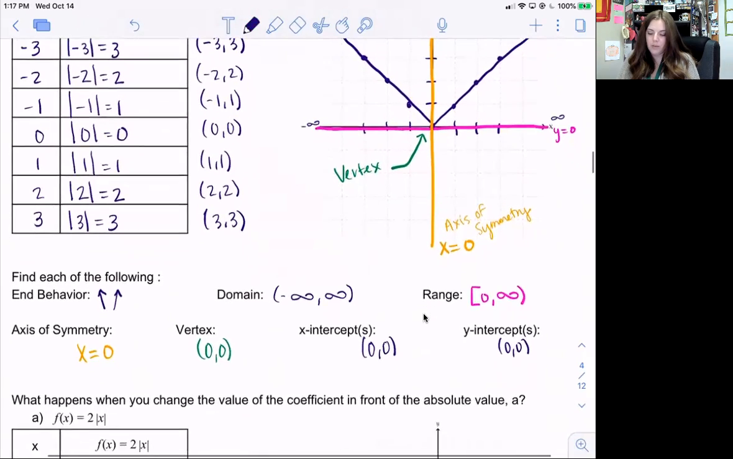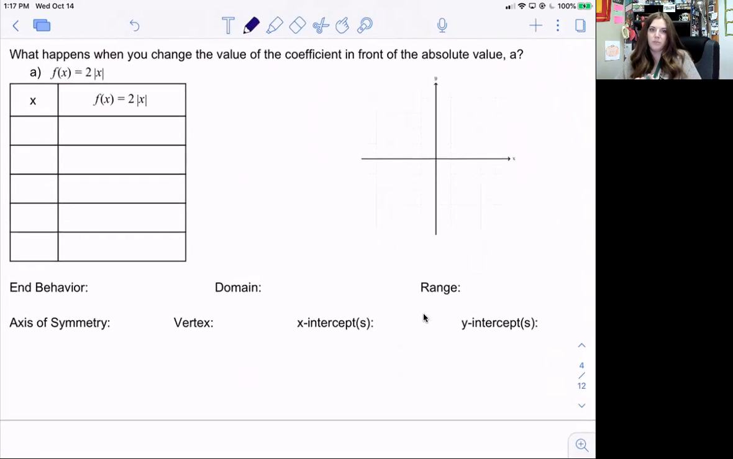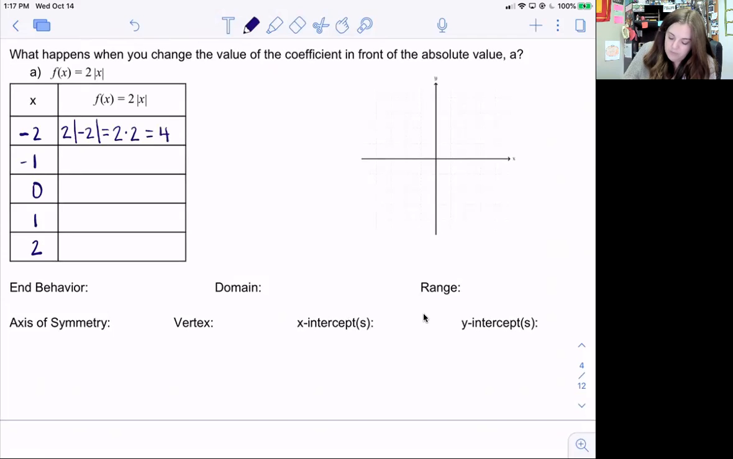All right, so now we want to start looking at what happens when you change the value of the coefficient in front of the absolute value, or the a value. Let's look at this first one, f of x equals 2 times the absolute value of x. Let's use the x values -2, -1, 0, 1, and 2. If we plug this in, we have 2 times the absolute value of -2. The absolute value of -2 is +2, and 2 times 2 is 4. So our ordered pair is -2, 4.